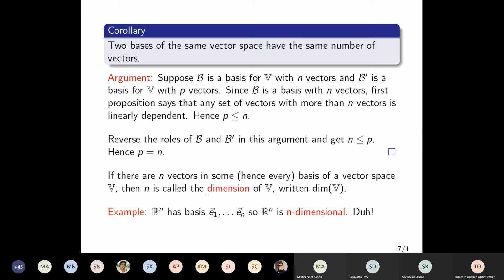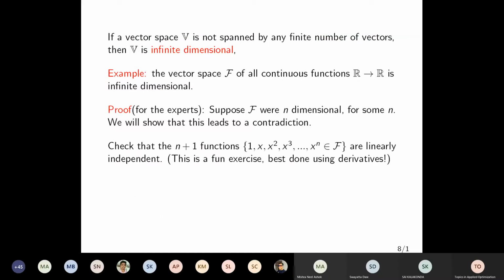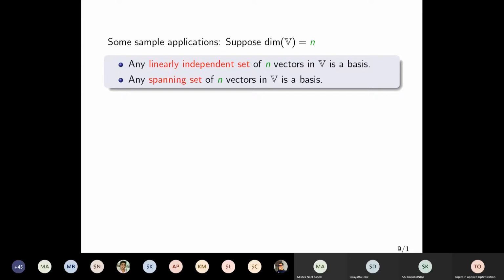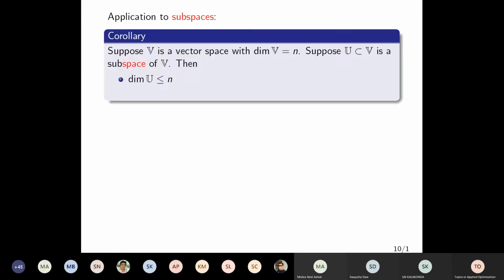So the dimension of a vector space is the number of vectors in the basis, and that is written as dim V. For any vector space, the number of elements in the basis will be the dimension of the vector space. It is supposed to be unique because any two bases have the same number of elements. I can skip this, these are really corollaries.